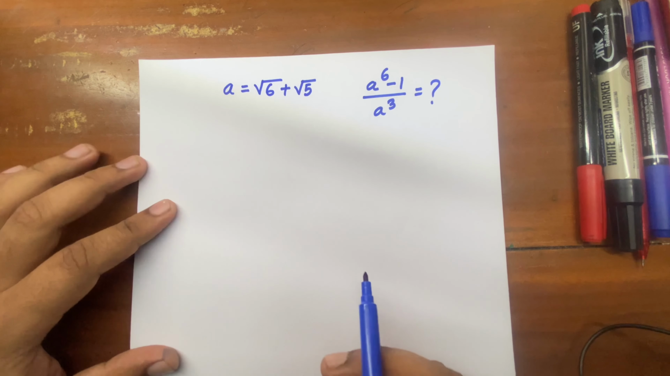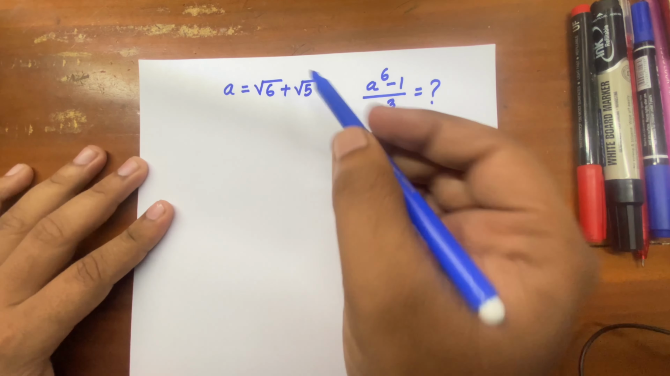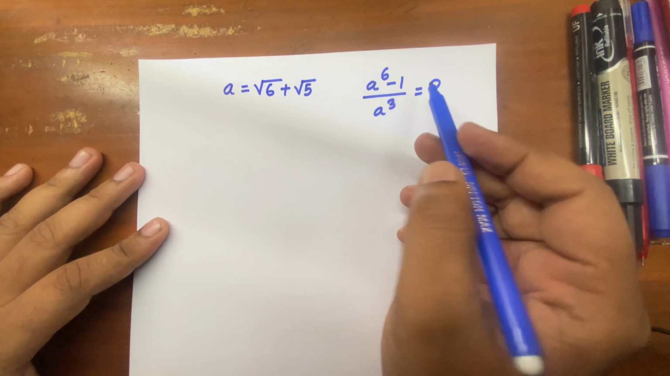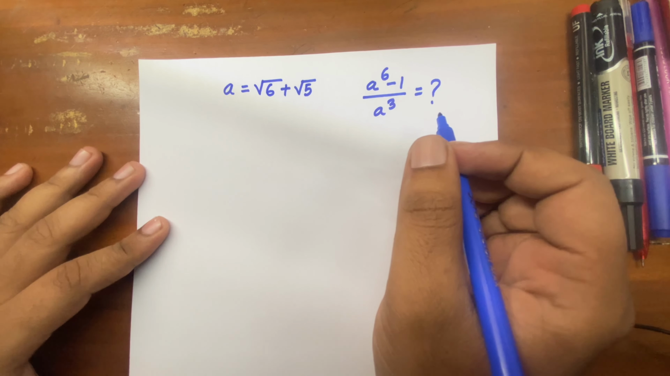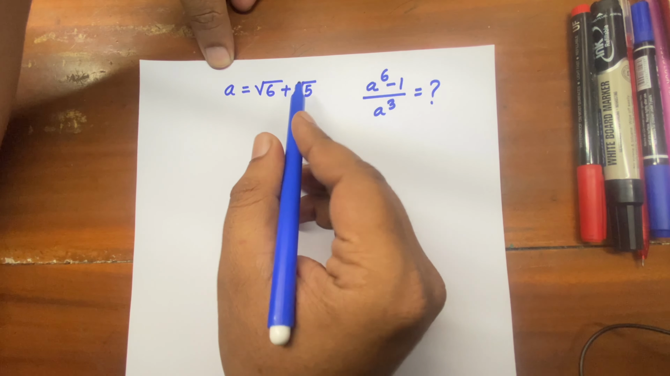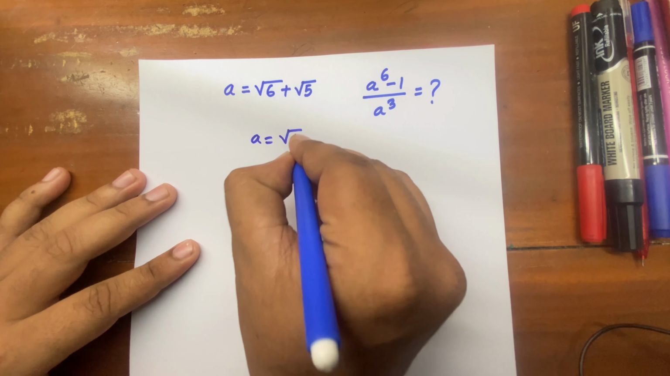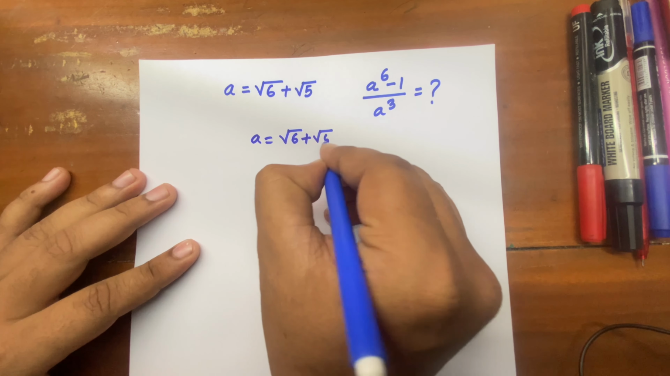Hello everyone, this question is: a equals square root 6 plus square root 5. I have to find out a to the power 6 minus 1 over a to the power 3 is equal to what? So let's start. Here a equals square root 6 plus square root 5.